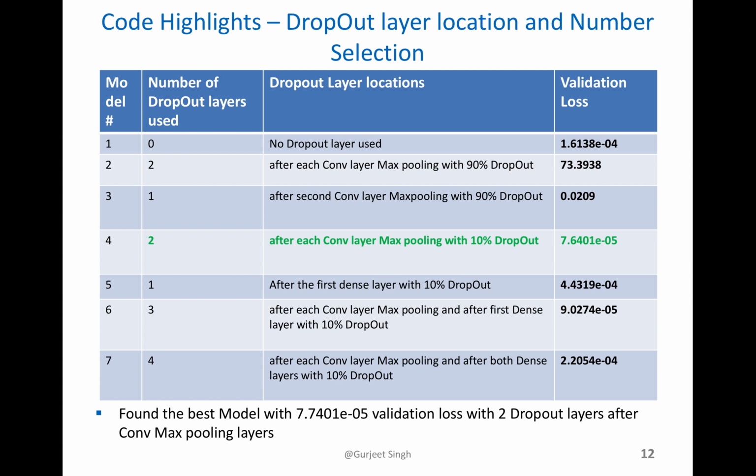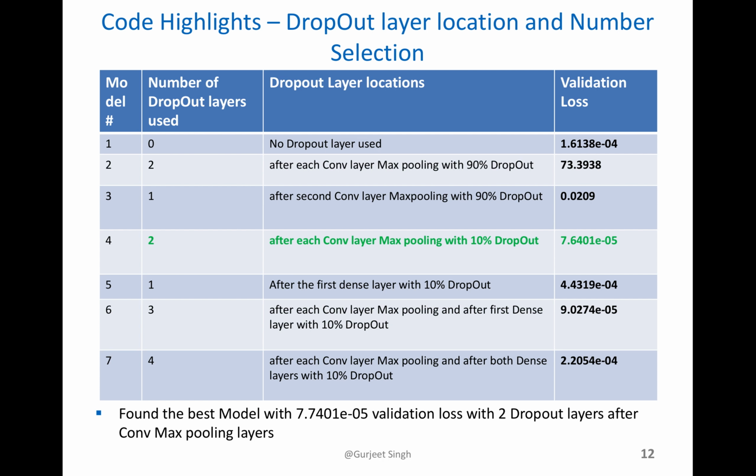And this is about the dropout layer: where we should have the dropout layer, what location it should be implemented at, and how many dropout layers should be implemented. So I tried to implement two dropout layers after the convolution max pooling with 90% dropout, and then just one dropout after the second convolution layer max pooling, also with 90% dropout.